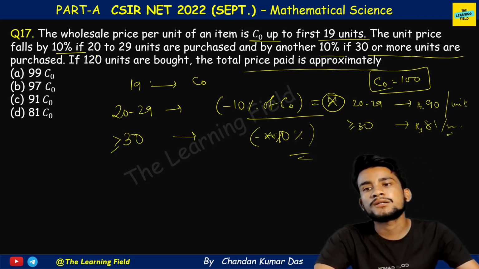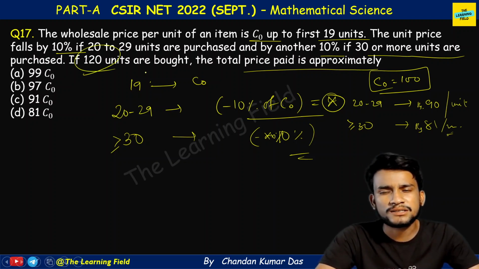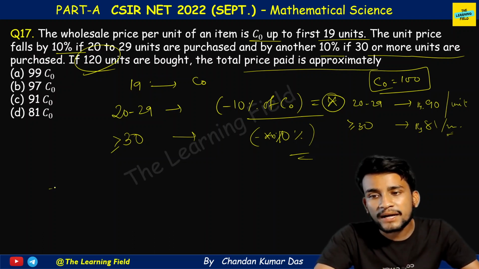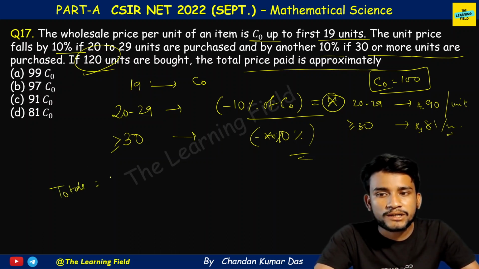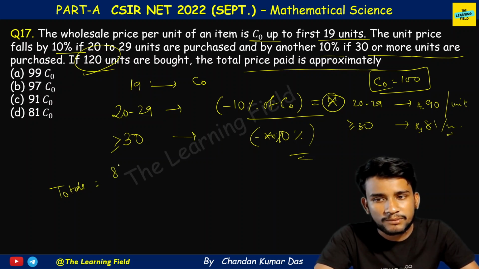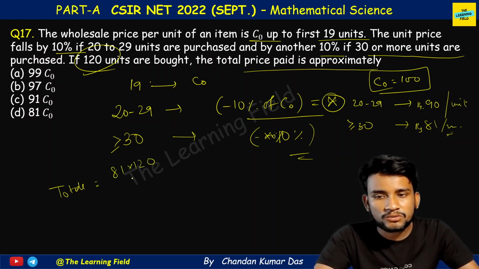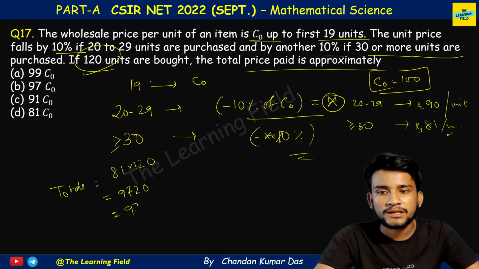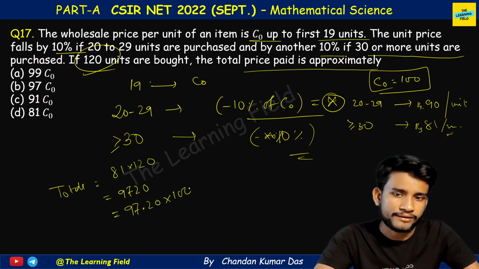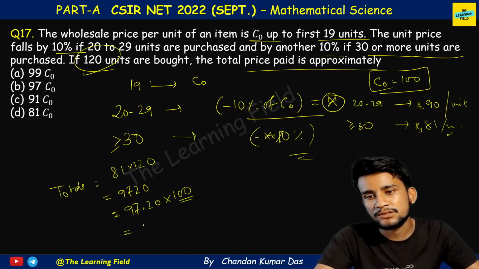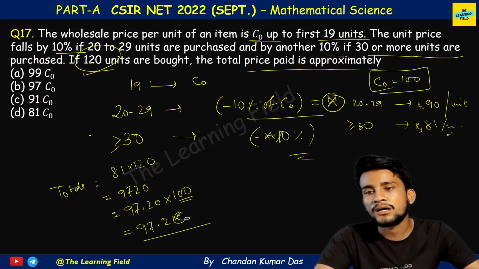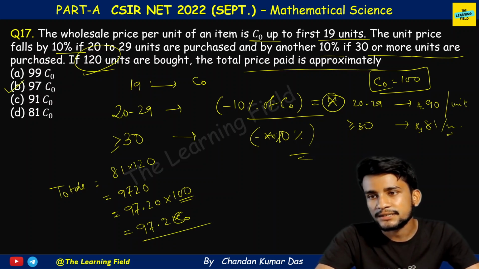Therefore, here 120 is greater than 30, so for 120 units each unit price is 81. So 81 into 120 is the total answer, which gives us 9720, I think in rupees. So this is equal to 97.20 into 100, and 100 is the value of C0. This gives 97.2 into C0. Therefore the approximate answer is 97.